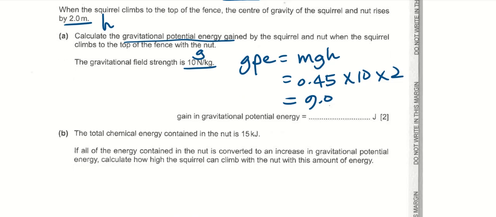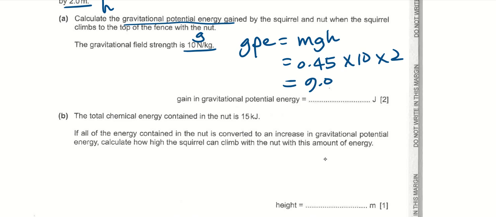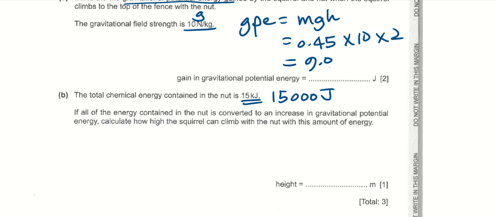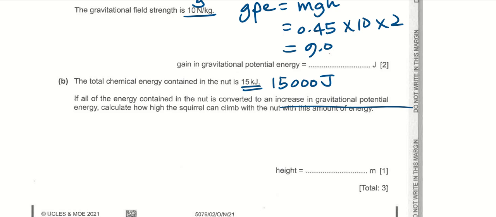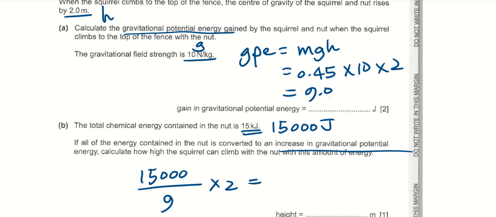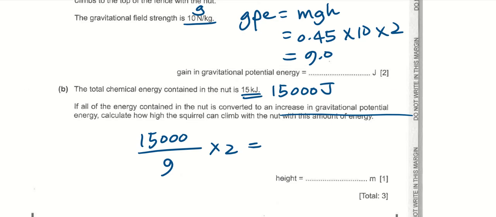Okay, next, the total chemical energy contained in the nut is 15 kilojoules, which is 15000 joules. So take note of the prefixes. Now, if all of the energy contained in the nut is converted to an increase in GPE, calculate how high it can climb with the nut with this amount of energy. So actually, this one mark very simple, 15000 joules divided by 0.9. Okay, and I need to multiply by 2, right? Because 0.9 joules, I can climb 2 meters.